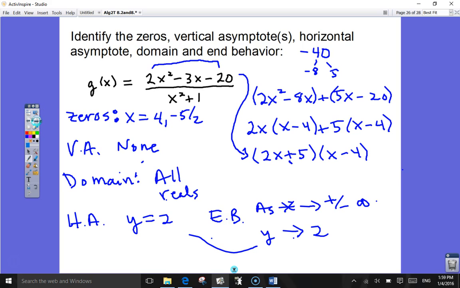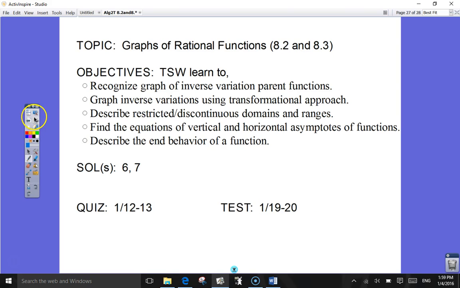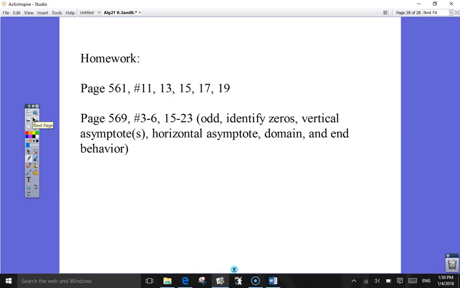All right. That's the homework. And again, for the homework, follow these directions for these problems, right? It's just what we did on all of those.